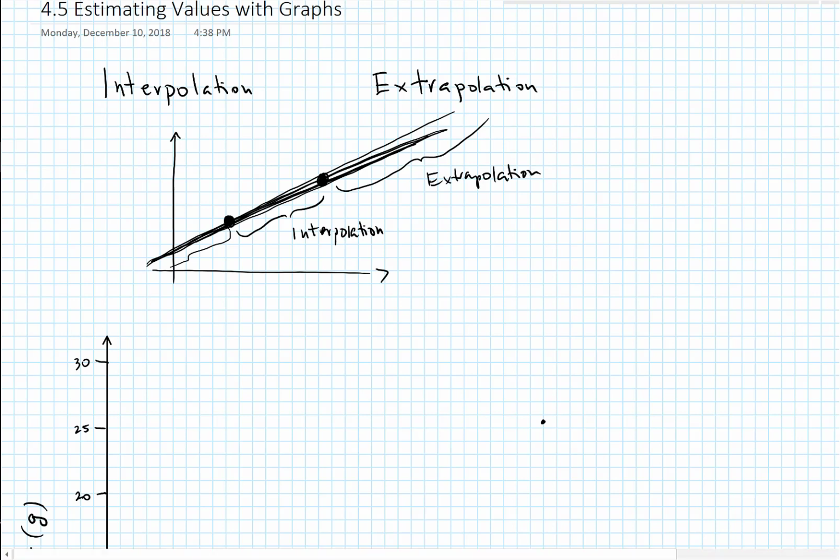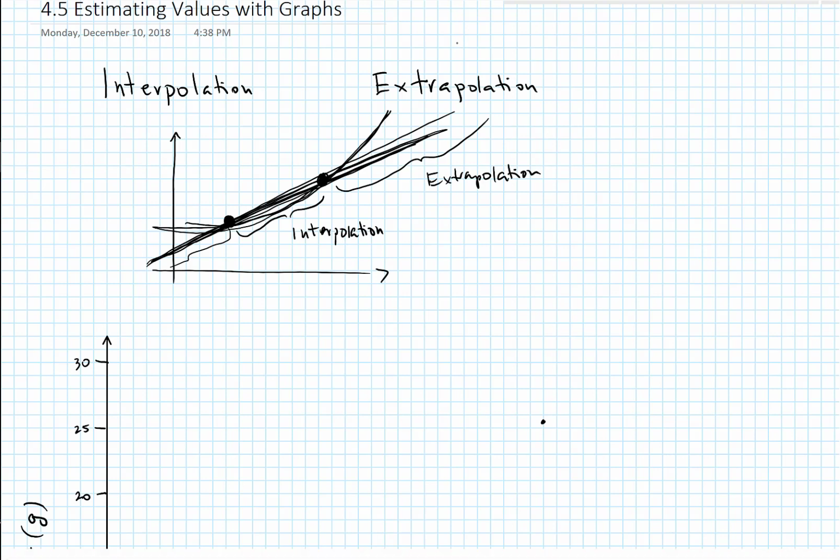Now, if it's not a linear relationship, then the errors get magnified. Let's say it's actually some sort of curve like that, for instance. Well, the interpolation is really not going to be that badly off, whereas the extrapolation, where you're going off to the right, that might be off even more and a more nonsensical result.